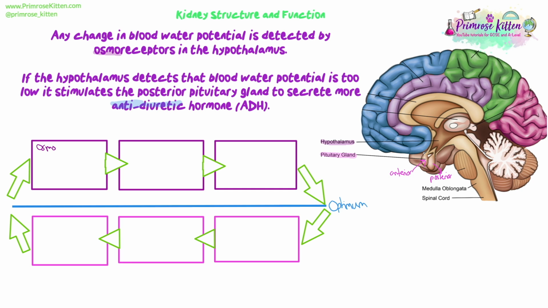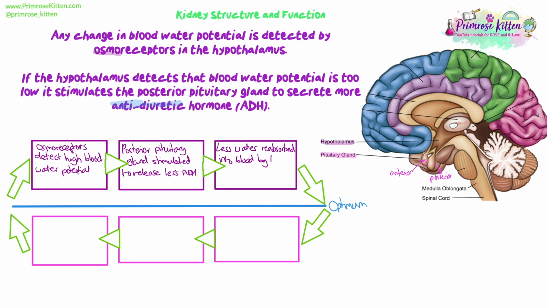Okay, so let's just have a summary of the sequence of events to do with how we increase or decrease our blood water potential, and then we'll have a look in a bit more detail at how ADH actually causes this change. So blood water potential increases away from the optimum. Osmoreceptors are going to detect high blood water potential, and they're going to then send that signal to the posterior pituitary gland. The posterior pituitary gland is going to secrete less ADH or stop secreting ADH altogether. This means that less water is going to be reabsorbed into the blood, which means we're going to lose more water through urine.